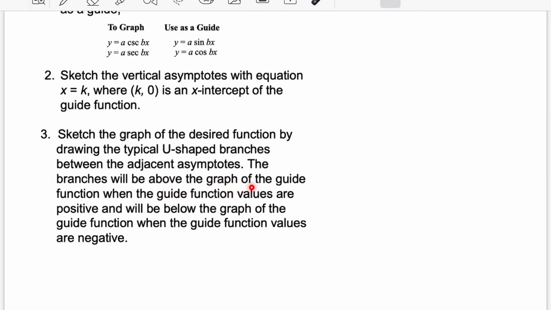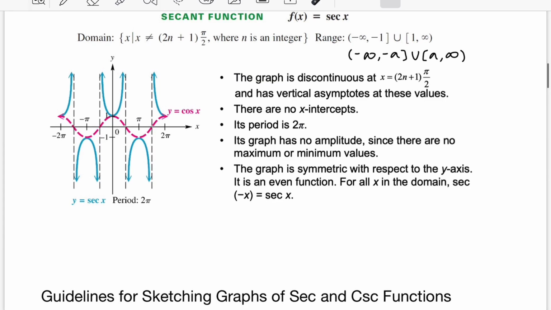Now the branches will be above the graph of our guide function when the guide function values are positive, and will be below the graph when the guide function values are negative. So for example, our guide function on this guy, cosine, this output is positive 1, so our branches are going to be above our x-axis. And here this output is negative 1, so here our branches would be below the x-axis.